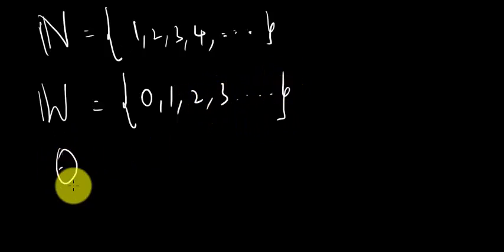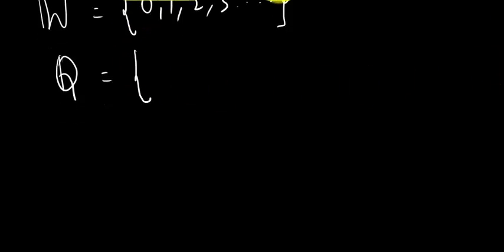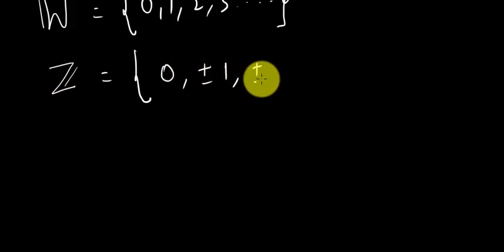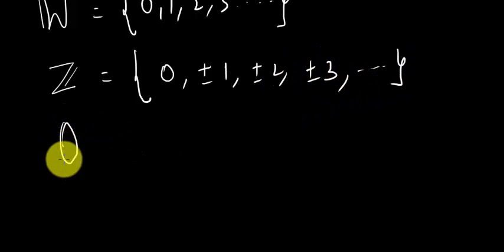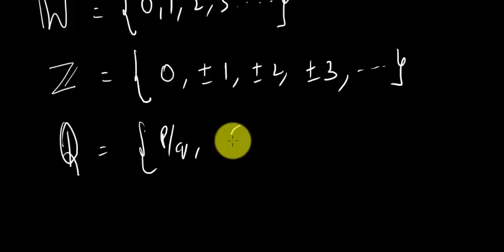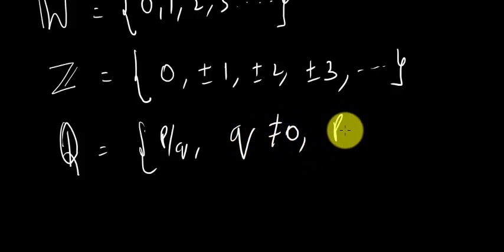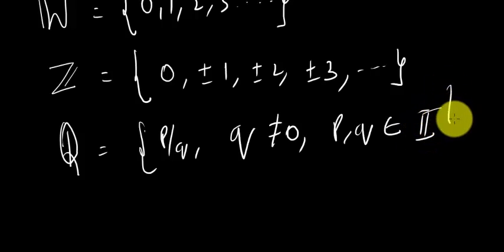And then I have my rational numbers, which is going to be, oh no, before rational numbers I have integers. Let's take care of that, which is 0, plus or minus 1, plus or minus 2, plus or minus 3, and it goes on. Okay, and then I have my rational numbers. My rational numbers are of the form P by Q, where Q is not equal to 0 and P comma Q belongs to integers. Yeah, that's the definition for rational numbers.